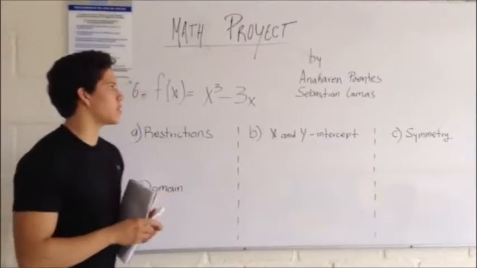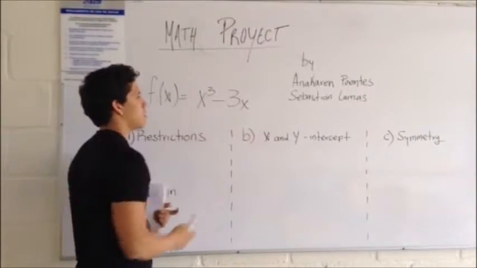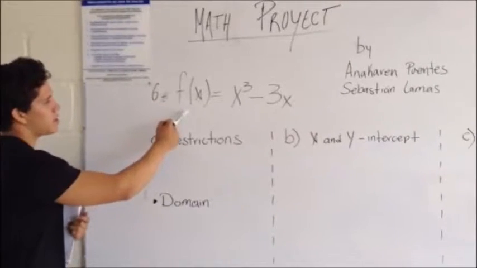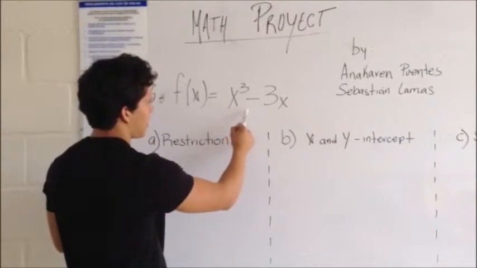Okay, this is our math project. The team is formed by Ana Karen Puentes and Sebastián Lamas. Our problem is number 6: f(x) is equal to x cubed minus 3x.